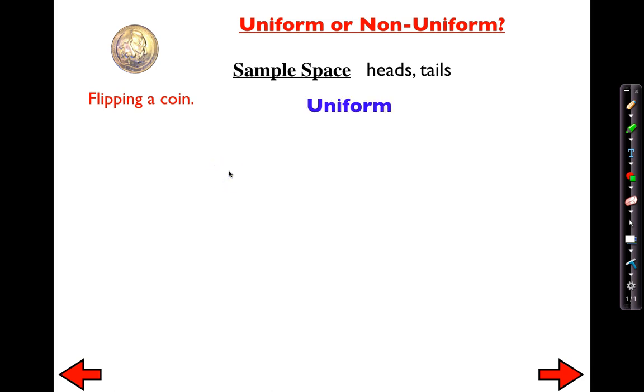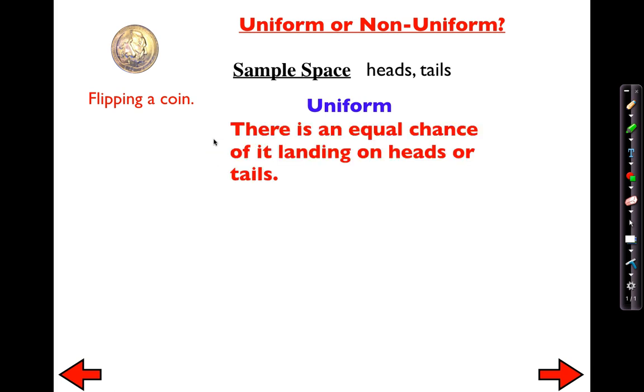So that would be part of the question. Is it uniform or non-uniform? And the next part would be why? Well, to explain, I would say it is uniform because heads is as equally likely to be landed on as tails. So because there's an equal chance of it landing on both, it is uniform. So again, on your homework, you're going to be asked to state, is it uniform or non-uniform, and then why?